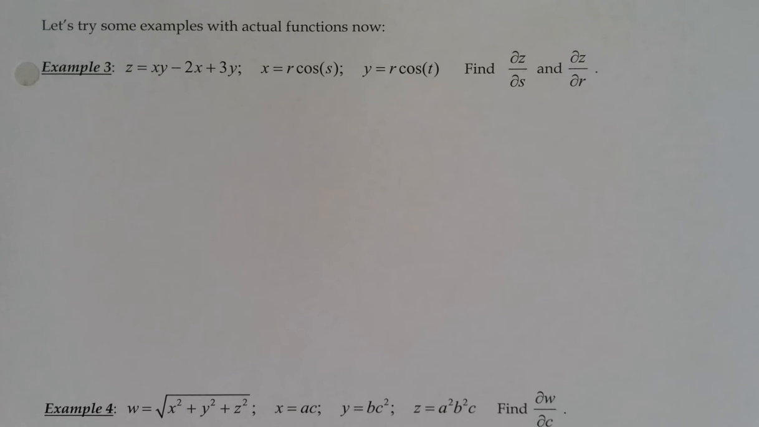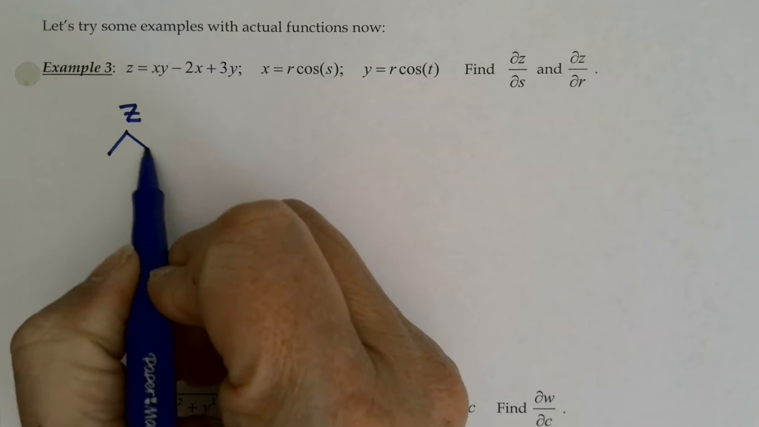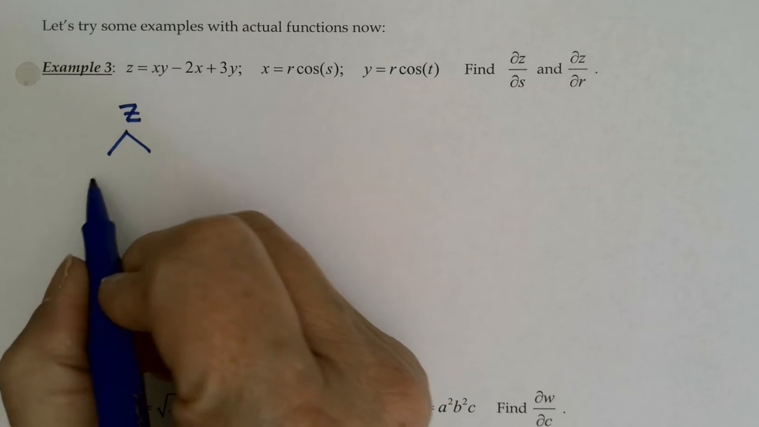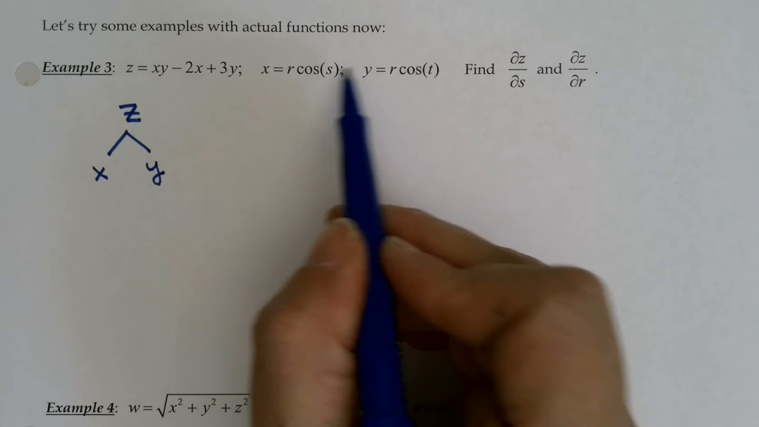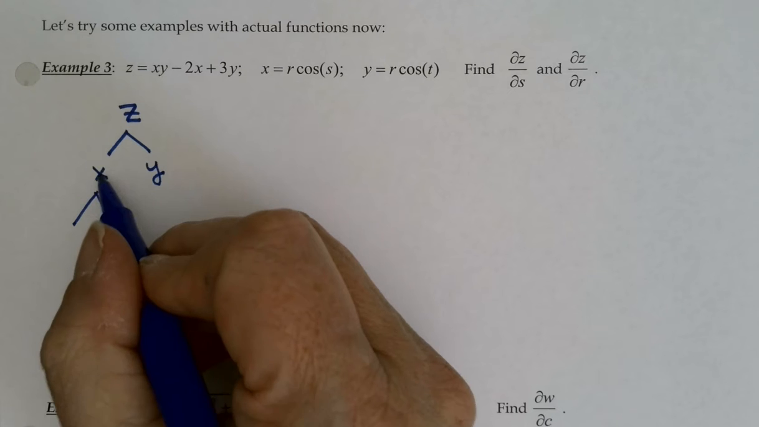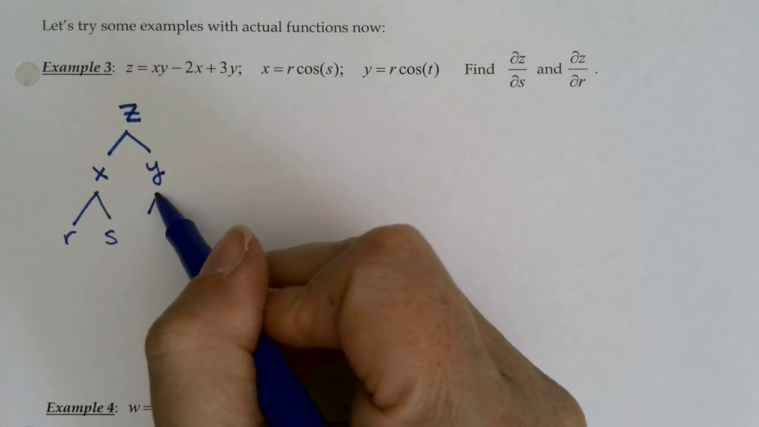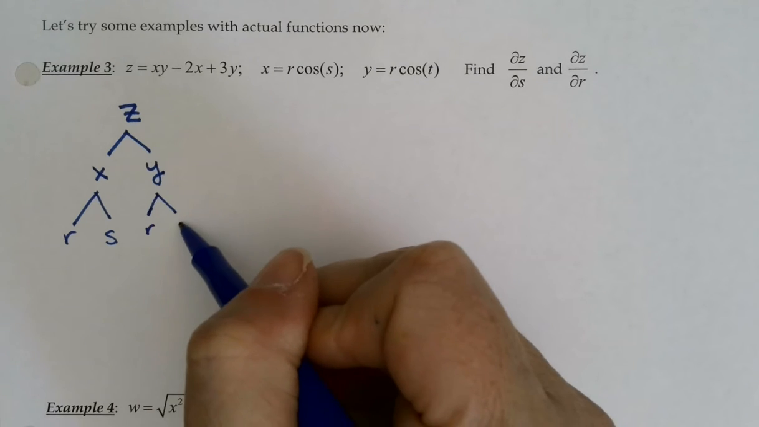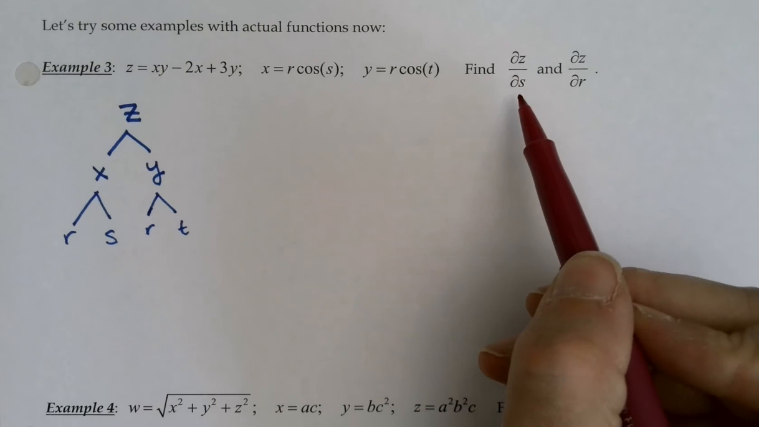Now that we've learned the theory for the partial derivative, we're actually going to practice with some examples. So we have a function z here that's dependent upon two variables x and y. But when we look over here at x and y, they're each dependent upon their own set of variables. x is dependent upon r and s, and y is dependent upon r and t. So they'd like us to find the partial derivative of z with respect to s.